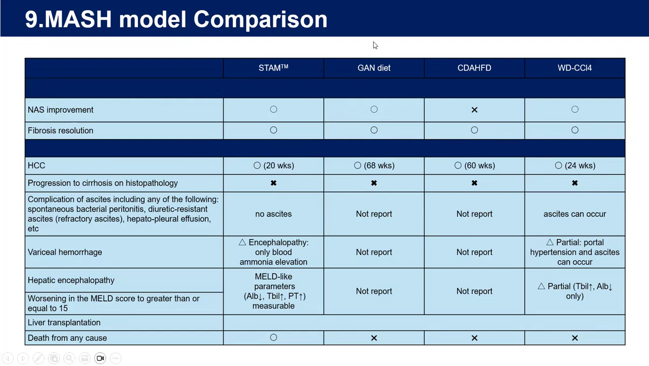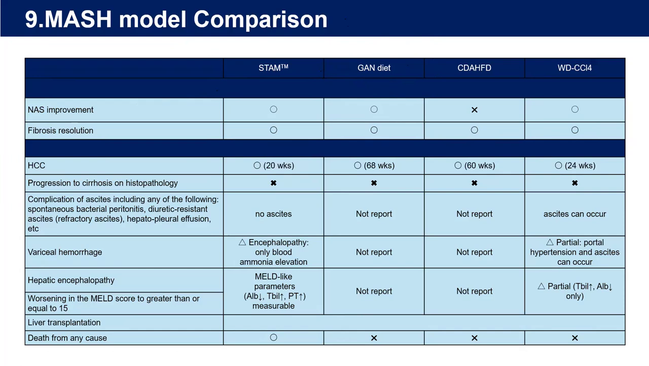Next is the GAN diet model. This model allows for assessments of NAFLD activity score improvement and fibrosis. It also enables the evaluation of HCC through long-term exposure, though it is characterized by its time-consuming nature.